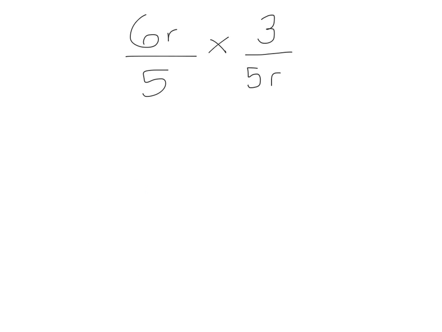Okay, in this example I've been asked to multiply 6r over 5 times 3 over 5r. Just one thing to note, when we're multiplying and dividing, we don't care if the numbers at the bottom are the same. We don't care.